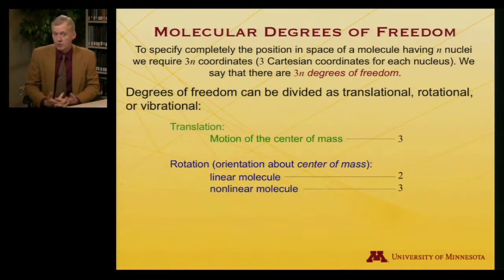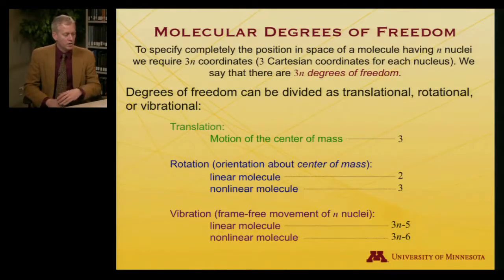Once I go to 3 or more atoms, I could be linear. There are examples of linear molecules with more than 2 atoms, in which case I still only have 2 ways to rotate. But once I'm non-linear, now I can rotate about any of the Cartesian axes. So that's 3 degrees of freedom. Well, so all that's left then is vibrations.